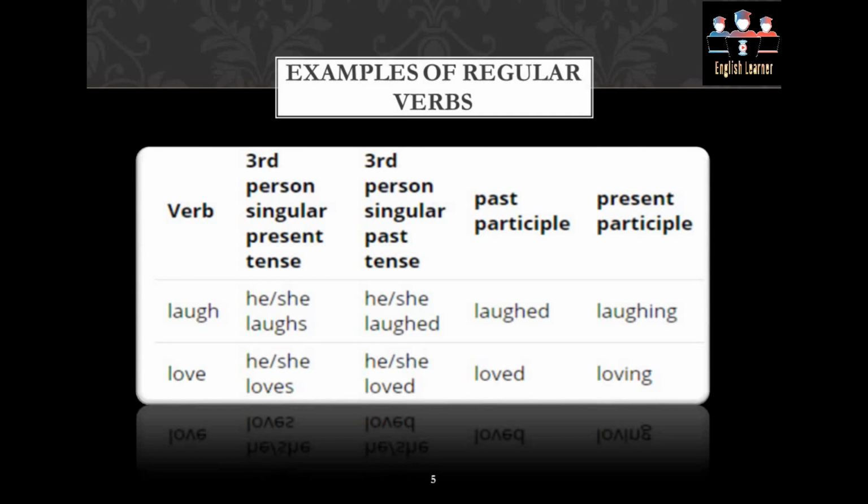Similarly, we have another verb, it is love. Love in a present tense becomes loves, in past tense loved, in past participle loved, whereas in present participle loving.